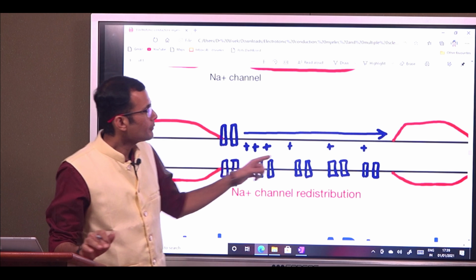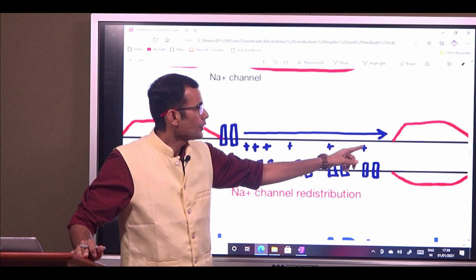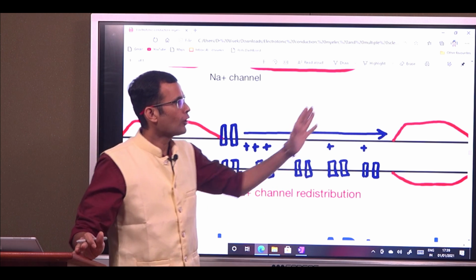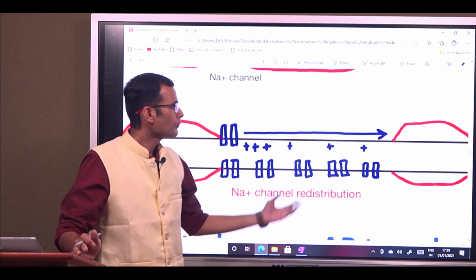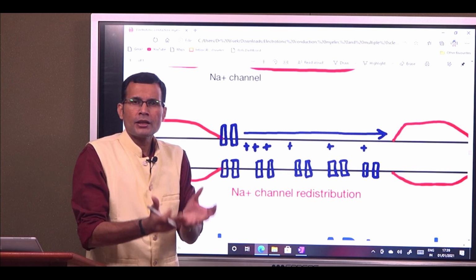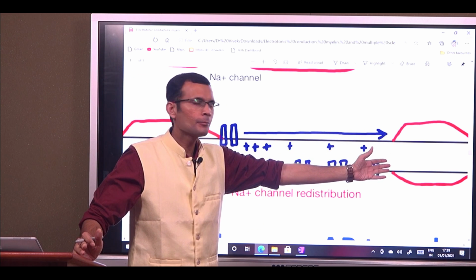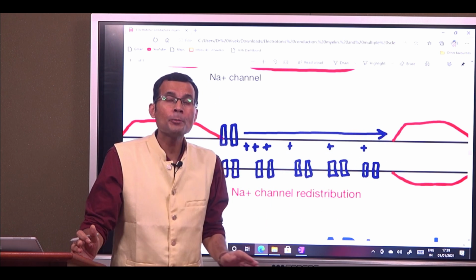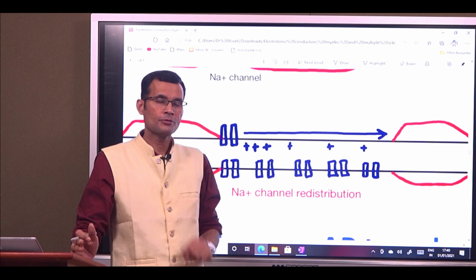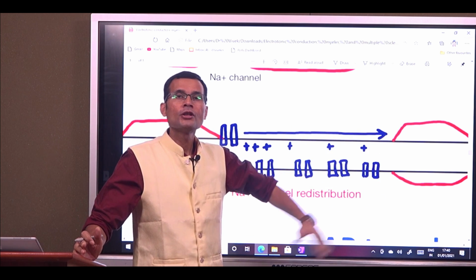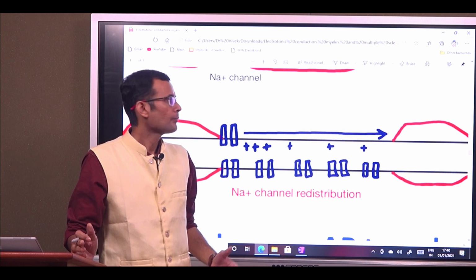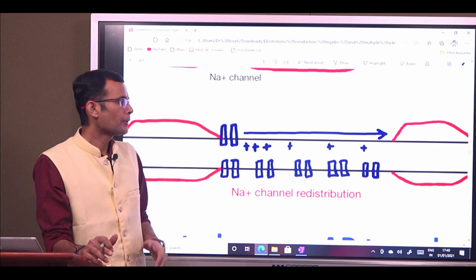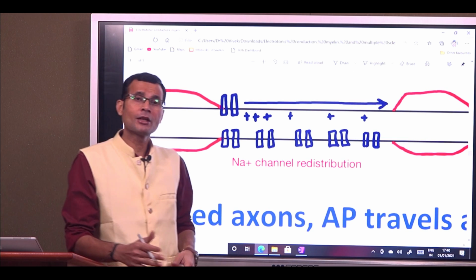And therefore, you can see those charges, when they reach the next node of Ranvier, the current strength has diminished greatly, and therefore that next node of Ranvier will not be able to reach the threshold, and therefore it will fail to excite and the impulse will stop completely. So that's what happens in the case of multiple sclerosis.